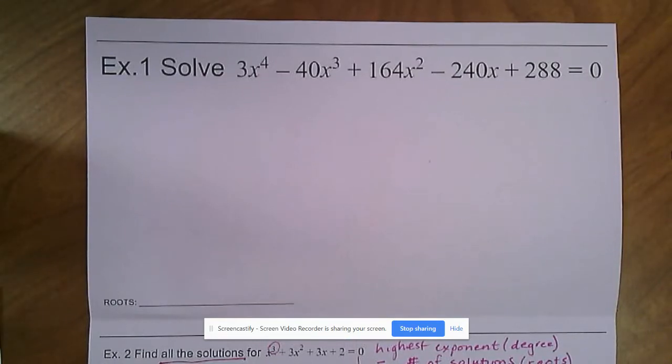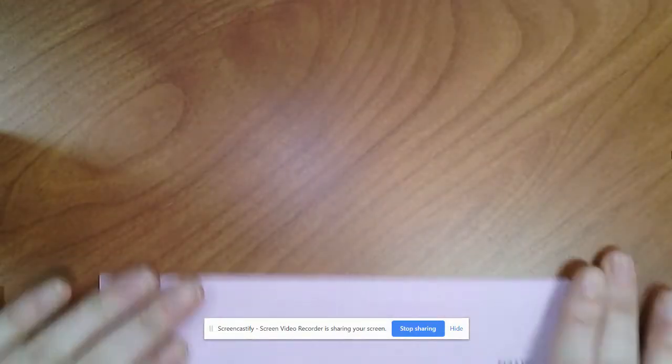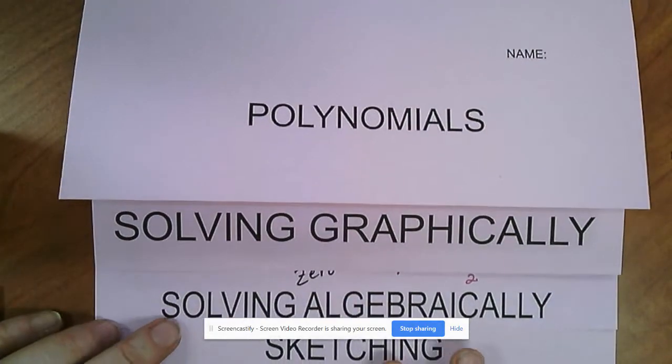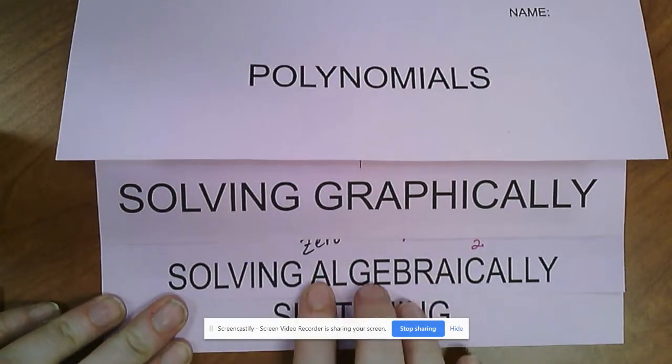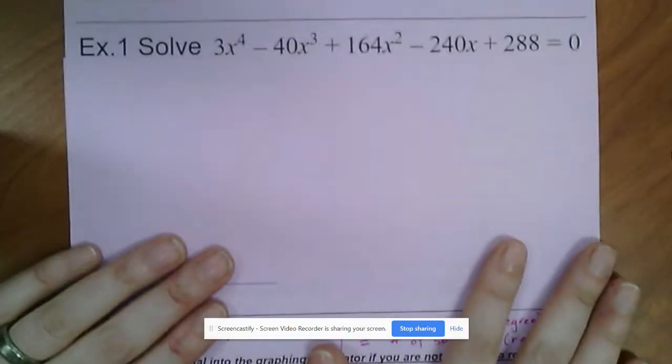Okay, this video is going to walk you through example 1. At various times, you're going to be asked to finish part of it yourself and then enter it into Edpuzzle. So you definitely want to have the volume on, and you definitely want to be recording the notes on your paper as well. So we are on the polynomial foldable, and we are on the flap that says solving algebraically, and we're on example 1.